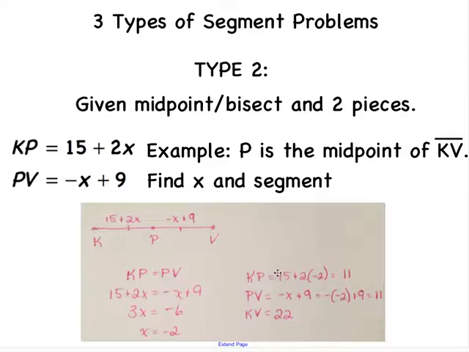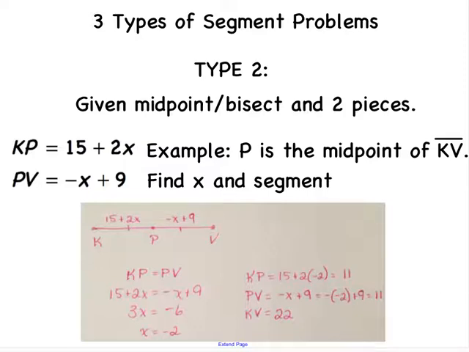So when I substitute in, I find that KP is equal to 11. That's 15 plus 2 times negative 2. And PV is equal to negative x plus 9, and I end up getting 11 there as well. So really important, you set these two segment lengths equal. You better find that when you substitute in, you get equal numbers. Otherwise, you've done something wrong. And of course, the whole segment is the sum of the two.